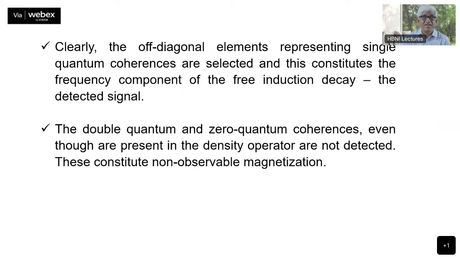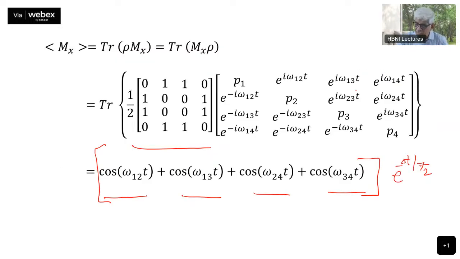Okay, now you see clearly the off-diagonal elements representing single quantum coherences are selected. This constitutes the frequency component of the free induction decay. That is the detected signal. Notice the double quantum and zero quantum coherences, even though they are present in the density operator, are not detected. They don't show up in your FID. This constitutes non-observable magnetization. Okay.